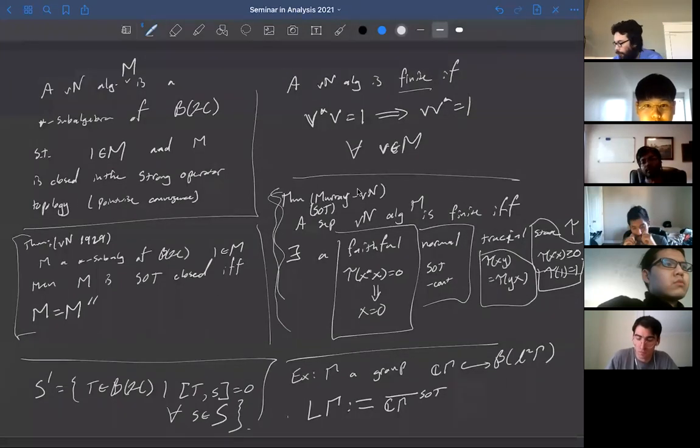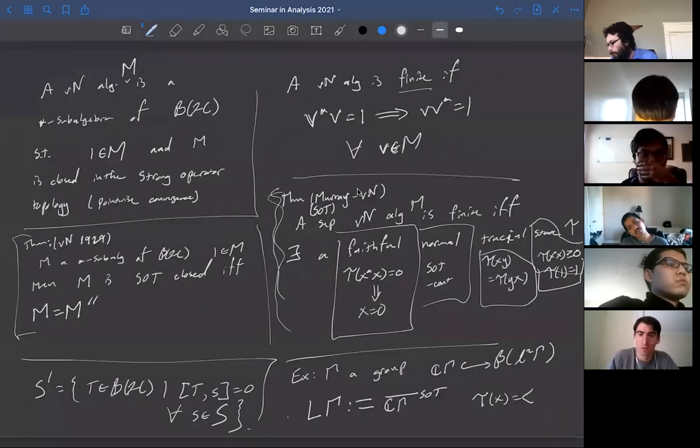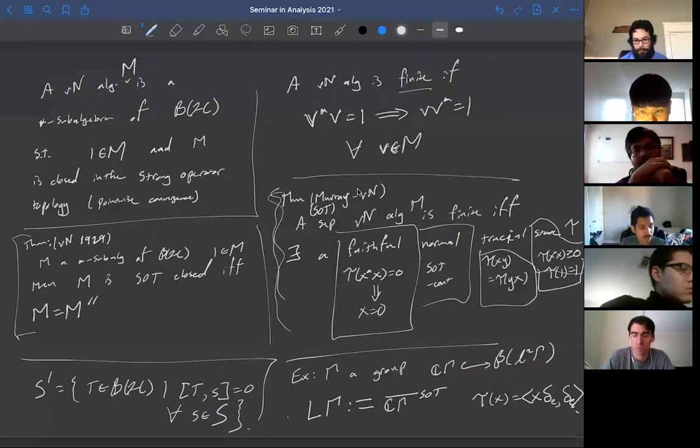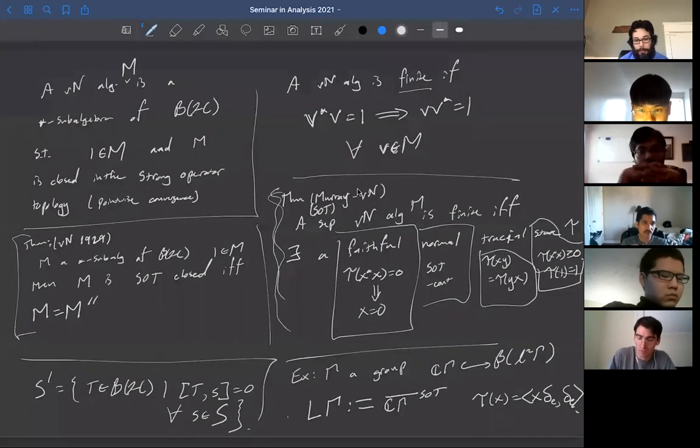And then you can check that the trace in this case is finite, because there's a natural trace, which is given by a vector state. The trace of X is X delta e, delta e. Because it's a vector state, it's definitely a state. It's definitely normal because by definition this von Neumann algebra is a subalgebra of B of L2, and vector states are always normal. Showing it's faithful and showing it's tracial are both good exercises. You can prove both of them with no more than two or three lines.